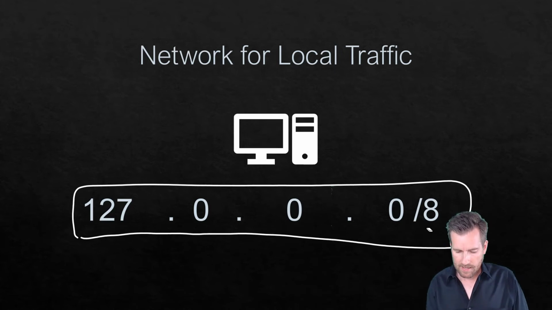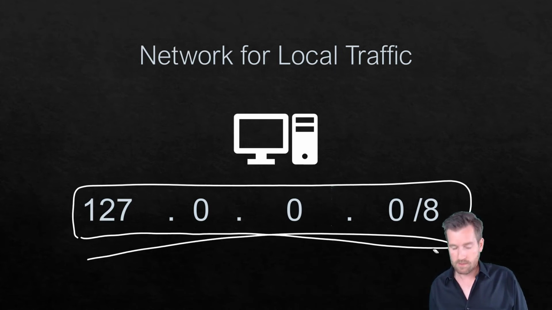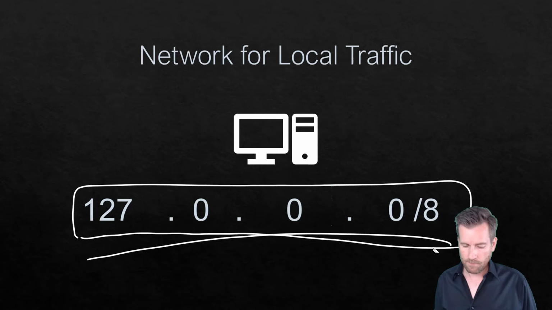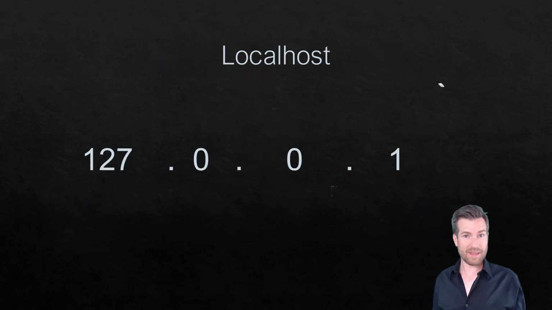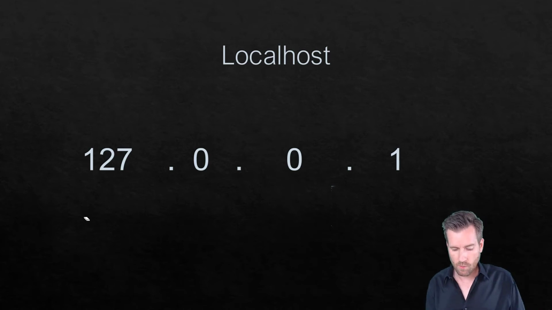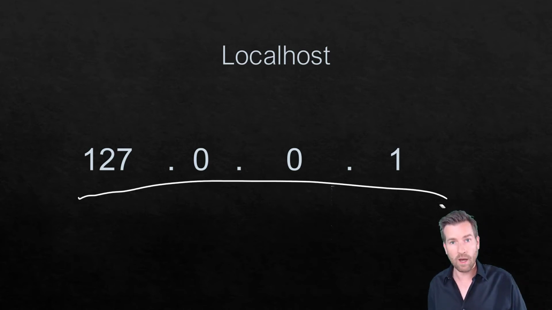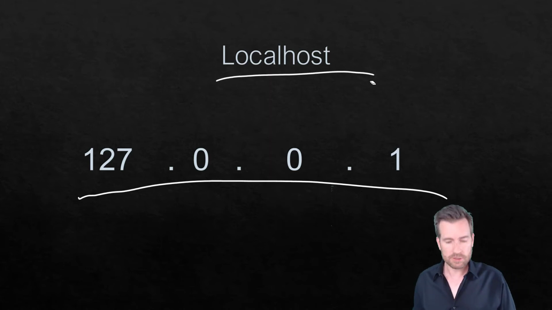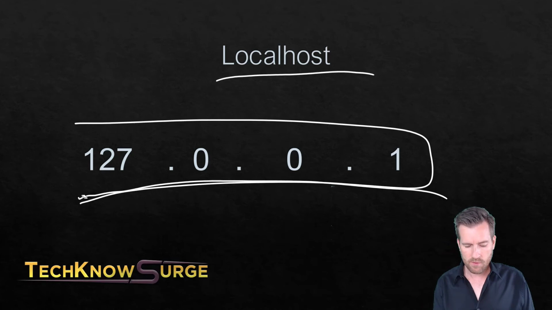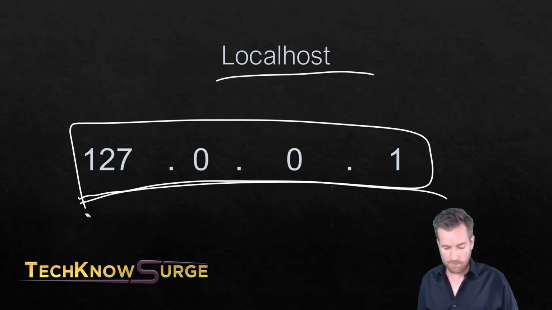So this range right here is devoted for computers and servers to make connections to themselves and test things out, and this is for local traffic on that machine. Now, the one that we typically use as the loopback address to test out that local machine is 127.0.0.1. This is known as the localhost. In fact, if you ping localhost, it will translate it to this IP address and then ping that IP address.